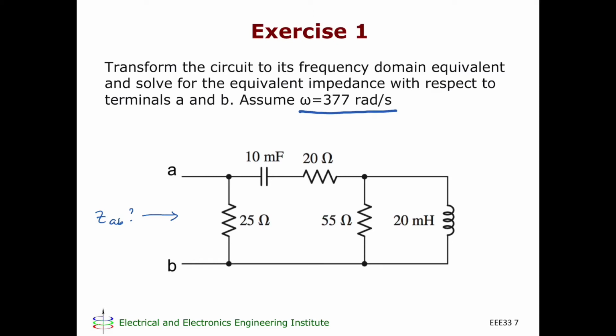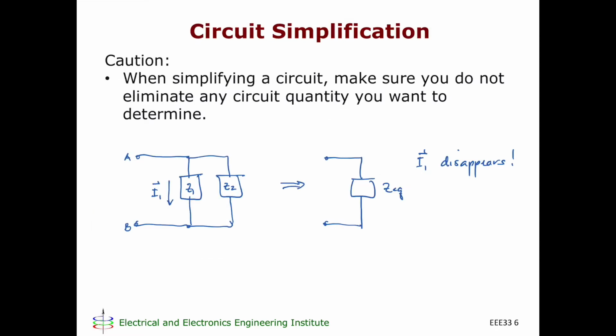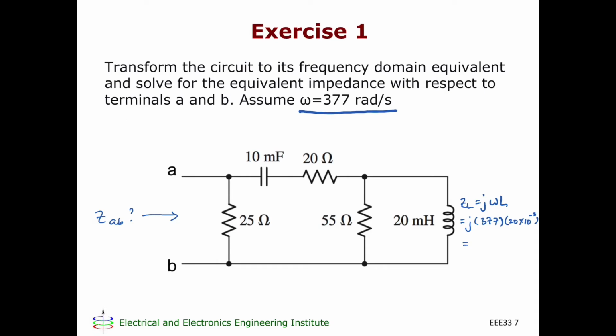So the first step in solving this problem is to transform the network to its frequency domain equivalent. So how do you do that? Well, Z_L is equal to j omega L. So in this case, this is equal to j multiplied by 377, L is 20 millihenries, so this is 20 times 10 to the minus 3. And this is going to give me j 7.54 ohms.